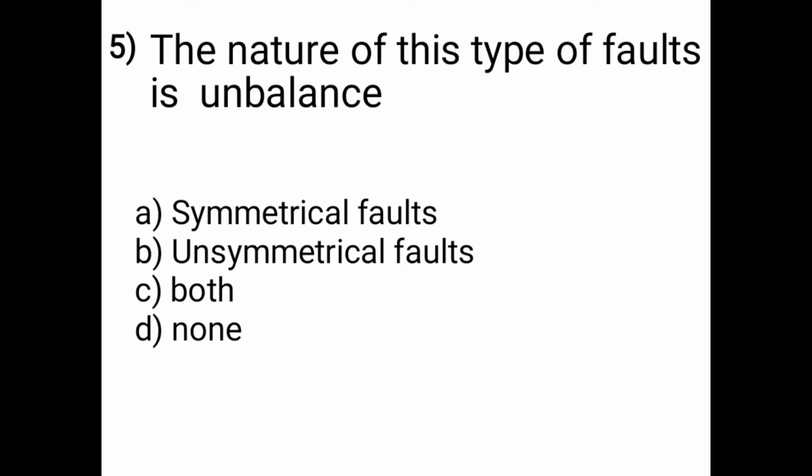Then next question is, the nature of this type of fault is unbalanced. Options are: A is symmetrical faults, B is unsymmetrical faults, C is both, and D is none of the above. So, the correct answer is option B, unsymmetrical faults. Means the nature of unsymmetrical faults is unbalanced, and the nature of symmetrical faults is balanced. So here our correct answer is option B.